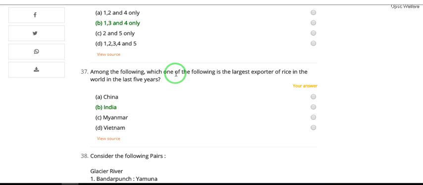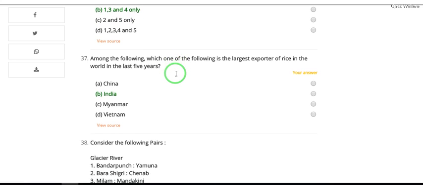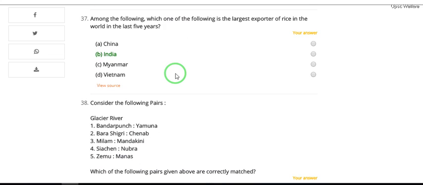Now here see, which one of the following is the largest exporter of rice in the world in the last 5 years? So of course this credit comes to India.